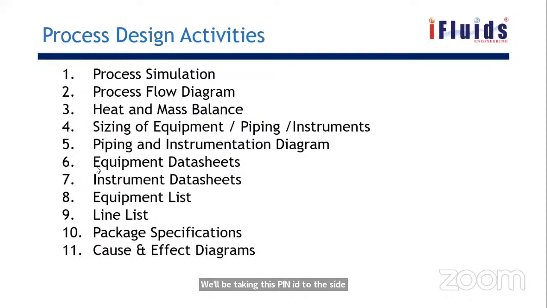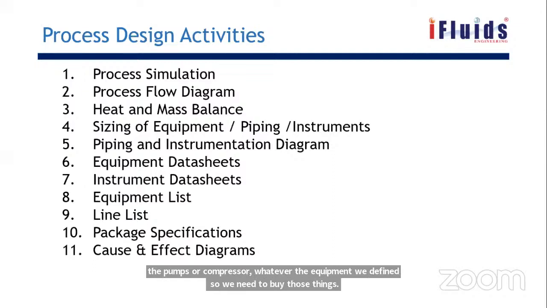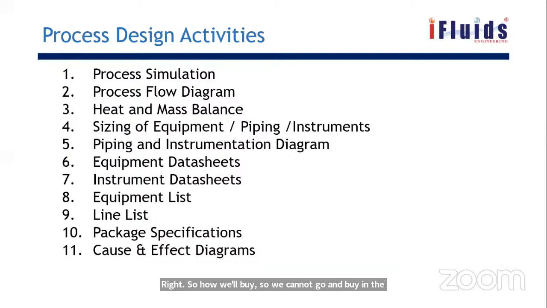And then the next one, the equipment data sheet. Once we make the P&ID, for the next stage we need to buy the equipment, the pumps or compressor, whatever equipment we defined. So how will we buy? We cannot just go and buy in the market. We cannot buy like a standard household item. We need to give our specification.